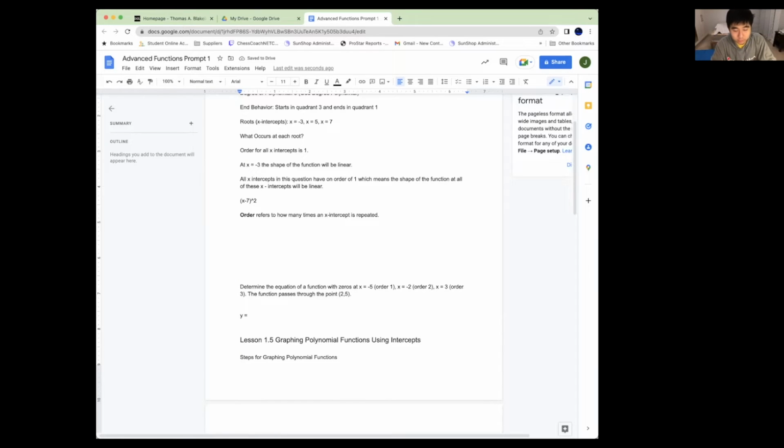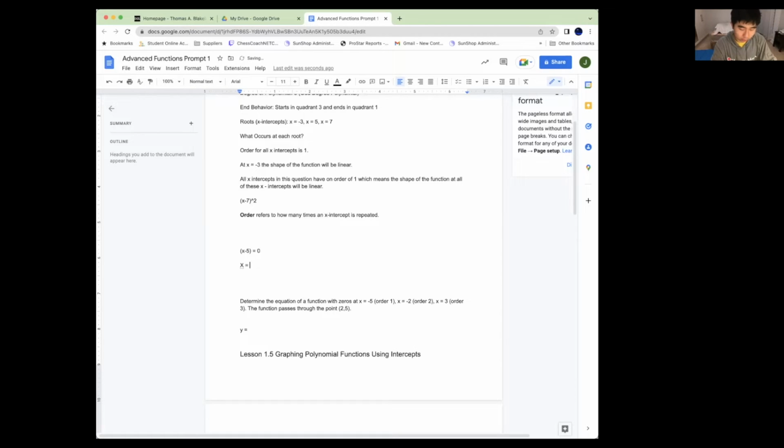So first of all, let's work backwards for a sec. Let's say we're given x minus 5, and we want to figure out the x-intercept. Well, as you know, you just set this to 0 and solve for x. So if we set that to 0 and solve for x, we get x equals 5. Now here, we're trying to create an equation. We're not trying to find the x-intercepts. We already have the x-intercepts. So if we want to create the equation, we have to work backwards.